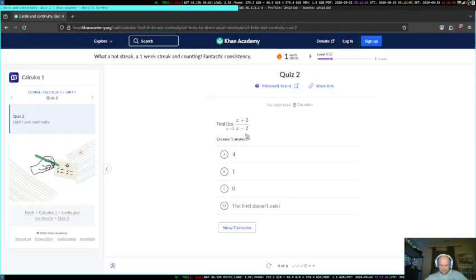The limit as x approaches 2, so the bottom part diverges, of x plus 2. I would say the limit doesn't exist here because the bottom and the top are going to diverge. If you're in a projective space, then you could say it's the point at infinity.